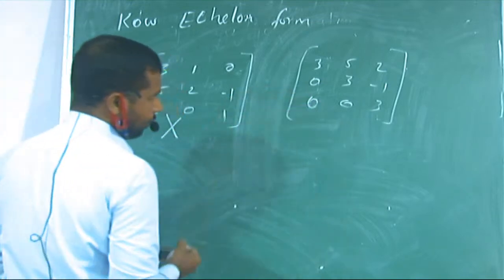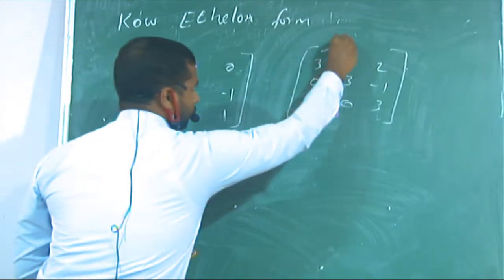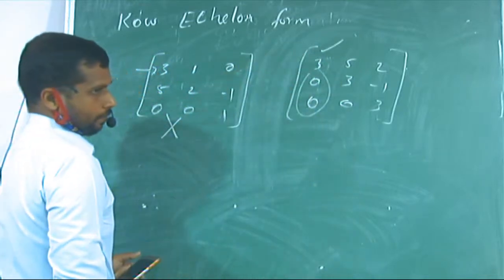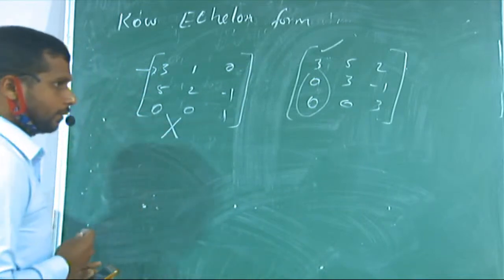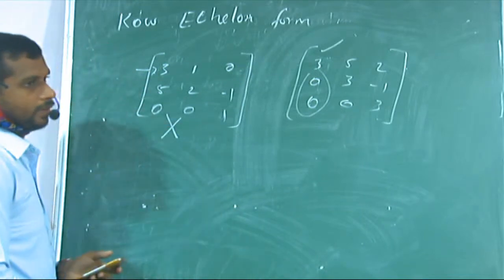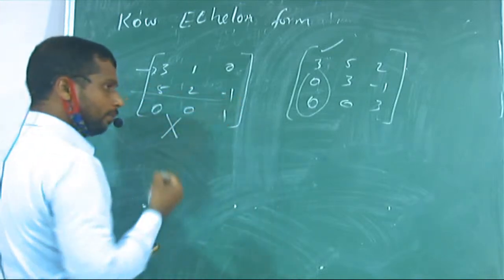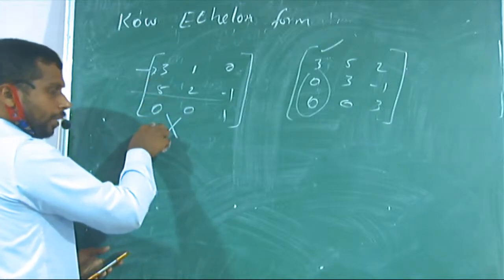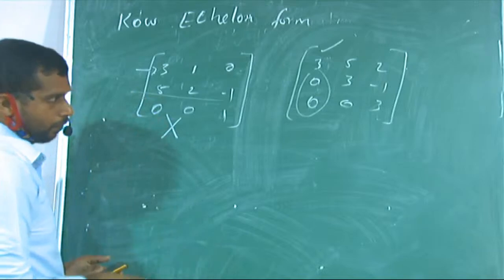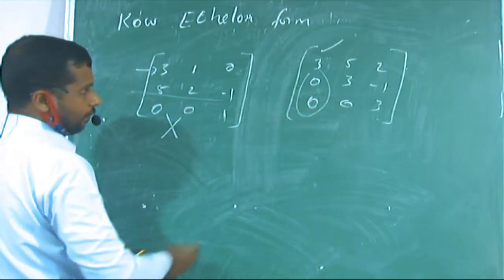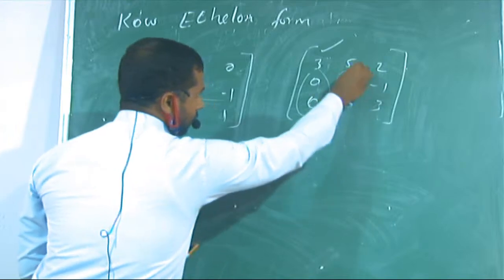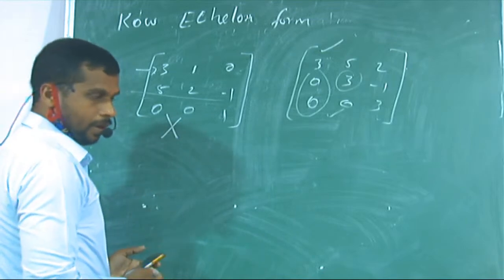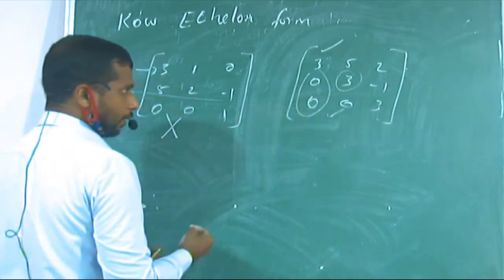But in the second 3 into 3 matrix, when starting the non-zero digit, there is 3, a non-zero digit, and under it the two terms will be 0. Then the second point, when starting the second row non-zero digit. In the first matrix the second row has non-zero digits, so we already know this is not row echelon form. But in the second 3 into 3 matrix, the non-zero digit 3 started, and under it there are 0 terms. So this is one of the important points for the row echelon form concept.